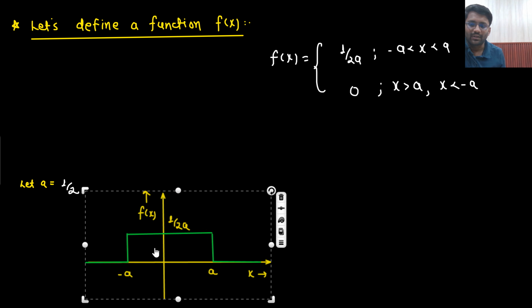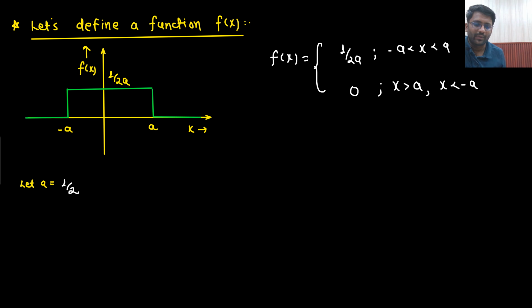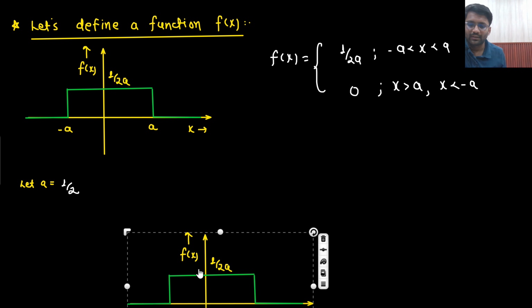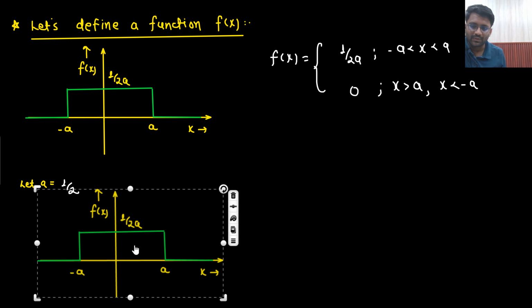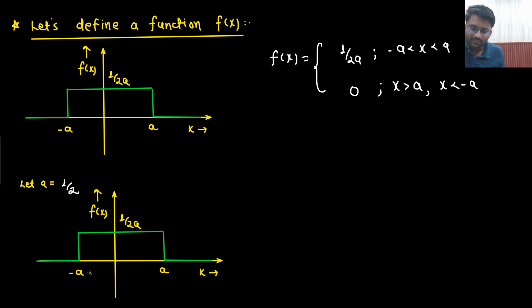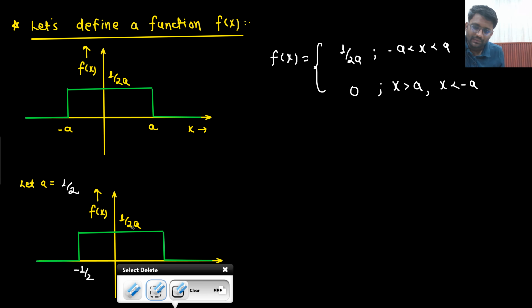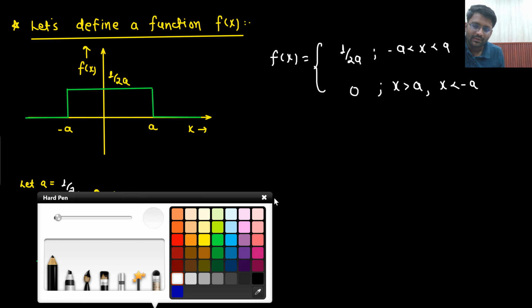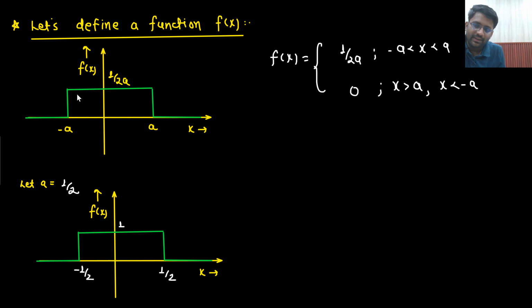If I keep a equals to 1 by 2, then what kind of graph I will be getting? Sir, I will be getting this kind of graph. If a is 1 by 2. Then sir, here a equals to 1 by 2, if you will put, then what you will be getting, this value will become 1.